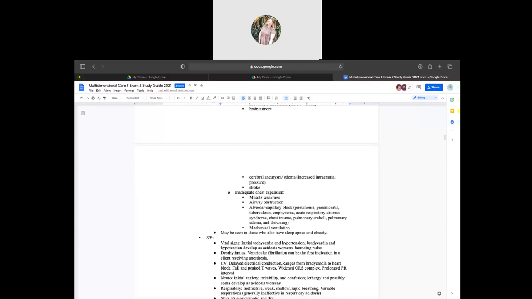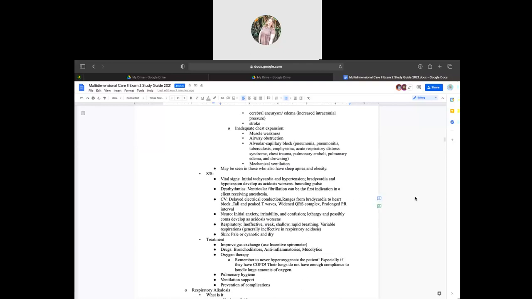So that's going to be caused by various things like muscle weakness, obstruction, alveolar capillary blocks, and improper mechanical ventilation. It may also be seen with those who have sleep apnea and obesity, because with sleep apnea patients, their lungs aren't working as correctly to get air in and out while the patient's asleep. That's why many people who have sleep apnea use a CPAP machine so they're able to ventilate properly while asleep. And obesity, because an obese patient may not be able to expand their lungs properly as a person who has a healthy BMI would. So that's why they may be subject to this type of imbalance.